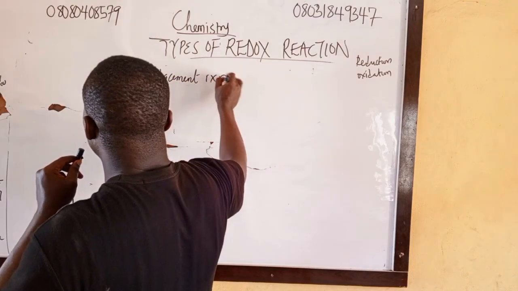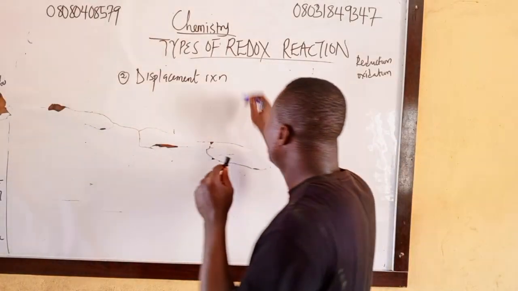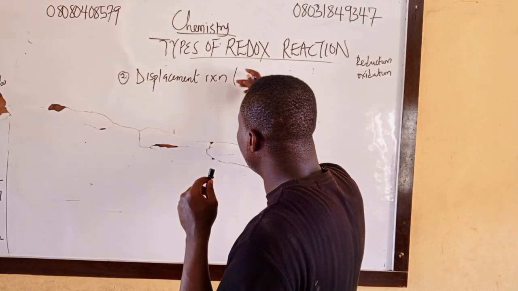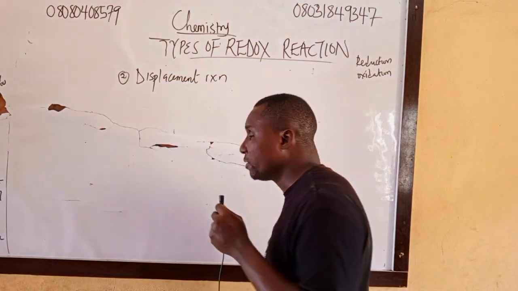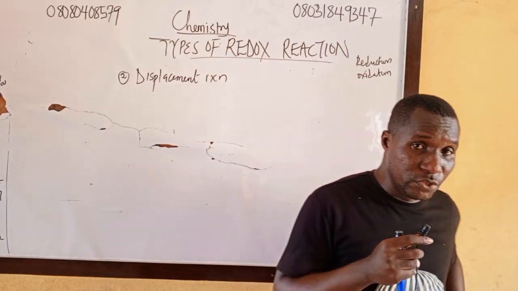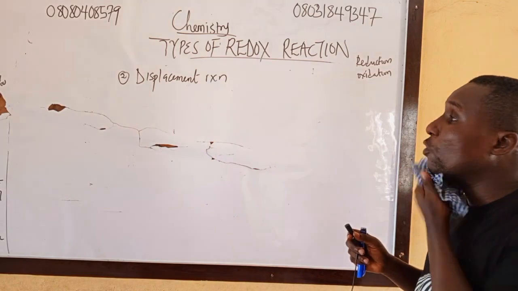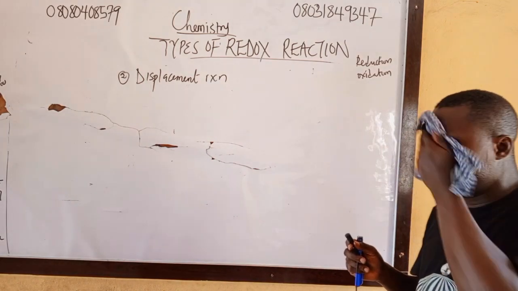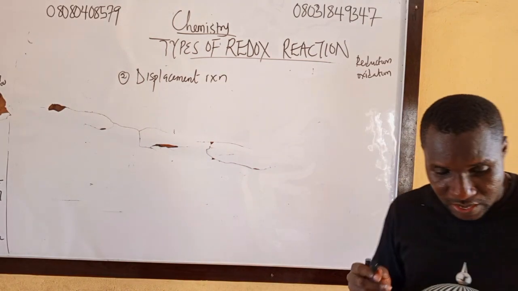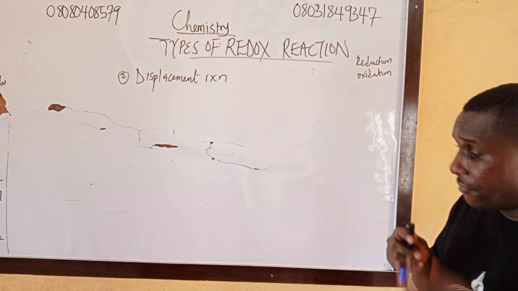Displacement reaction, or single replacement. Displacement reaction is also an example of a redox reaction. Let me give you an example on this. Let me illustrate this with a chemical reaction.